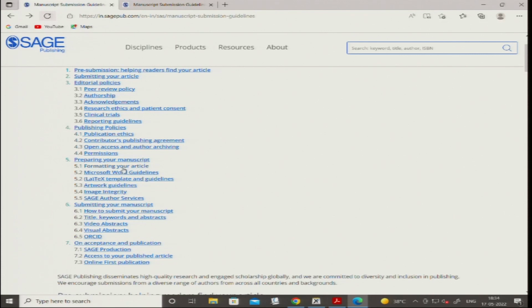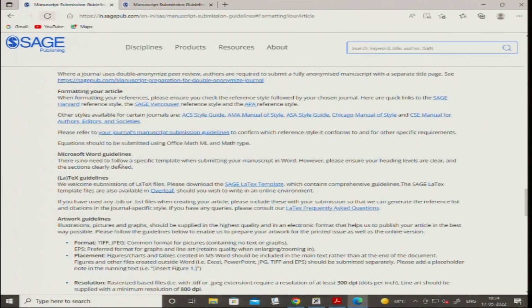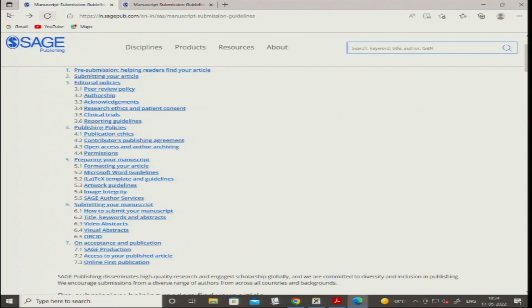Okay, so you must understand about the formatting style. What are the guidelines, what are the font sizes, what are the LaTeX guidelines, how to include the figures and tables, what are the art guidelines. So all these things are clearly mentioned, right? You can use them over here, right?